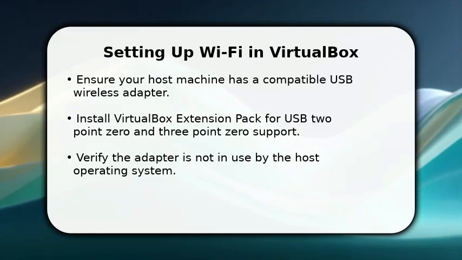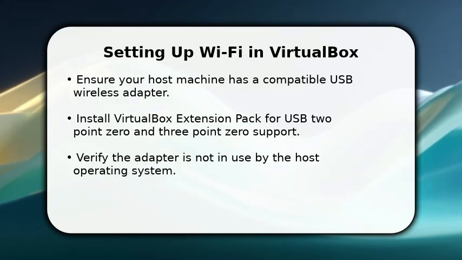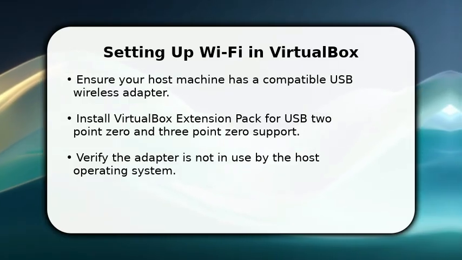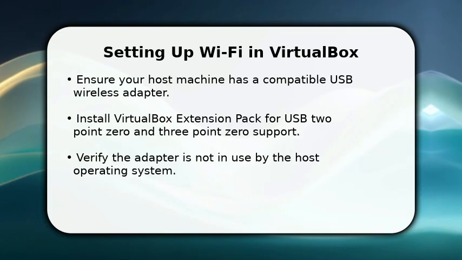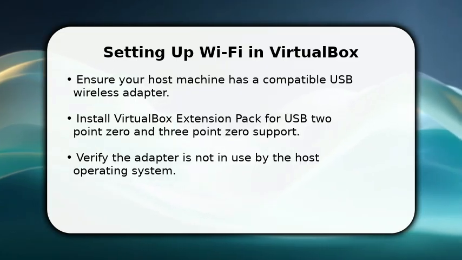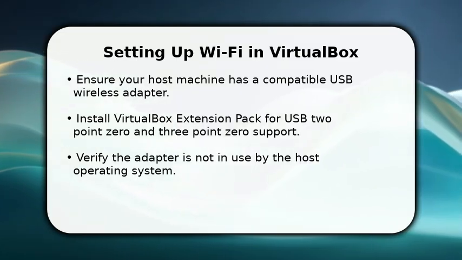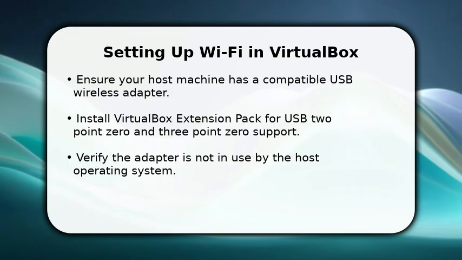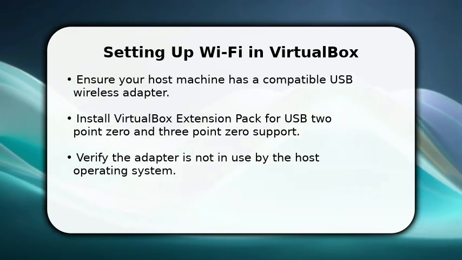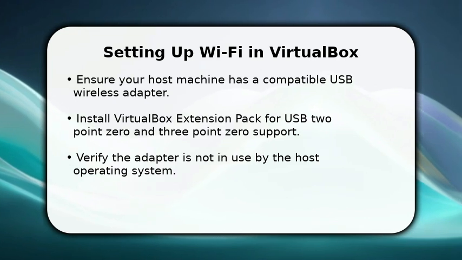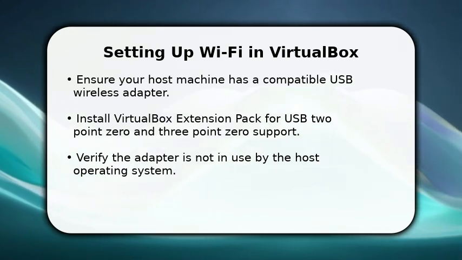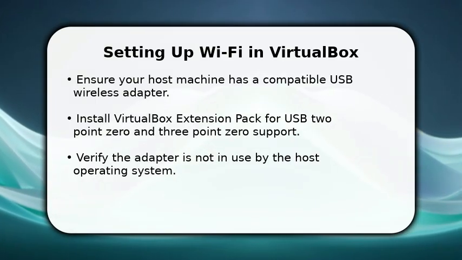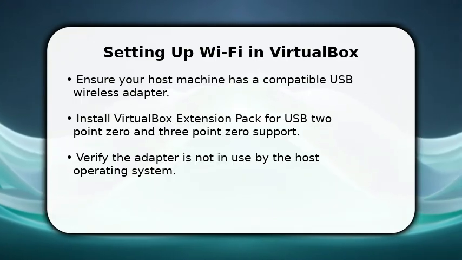In this video, I will explain how to connect Wi-Fi in Kali Linux VirtualBox. First, ensure your host computer has a compatible USB wireless adapter. This is crucial for the virtual machine to access a dedicated wireless interface. Next, install the VirtualBox extension pack, which provides essential support for USB 2.0 and 3.0 devices. Finally, confirm that your USB wireless adapter is not currently being used by your host operating system, as this can prevent its proper pass-through to Kali Linux. These initial steps lay the groundwork for a successful connection.